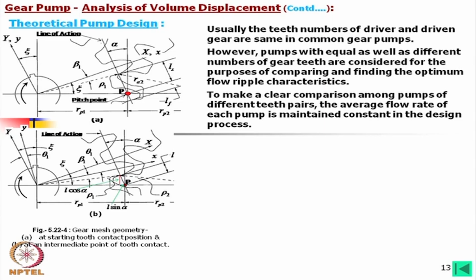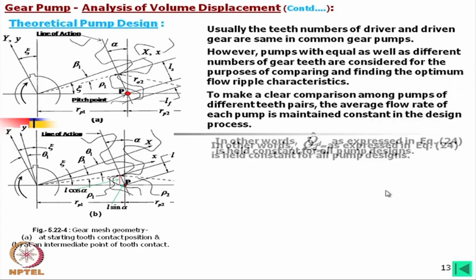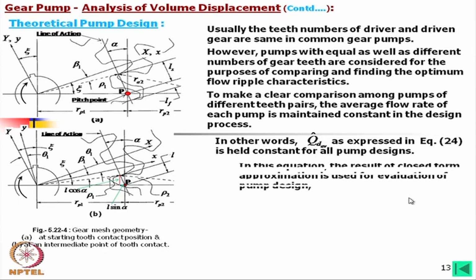So, depending on the purpose, we finalize what the speed will be. Then if we want to increase the flow rate with that speed, for maximum flow rate, we go for a higher module. Instead of 4 module, we can go for 5 module like this. Now, in other words, Q D average as expressed in equation 24 is held constant for all pump designs. So, here I shall show you some typical results of such analysis. In that case, we have considered this is fixed.